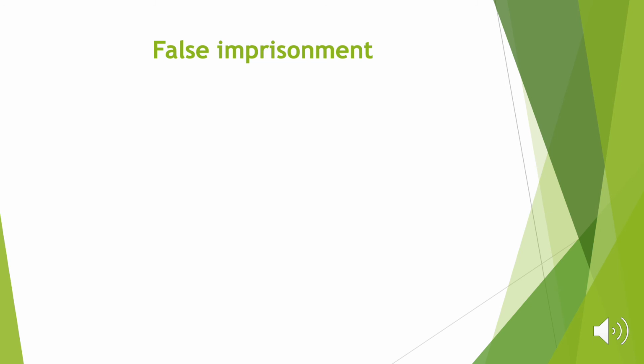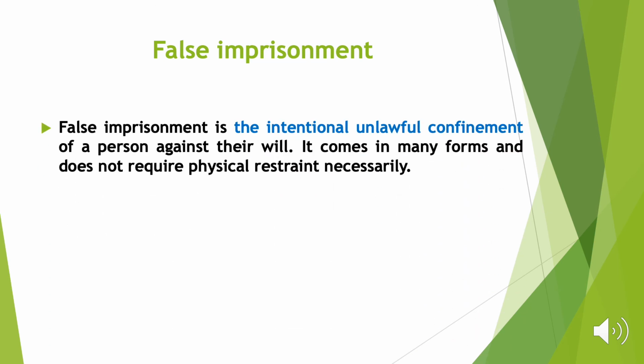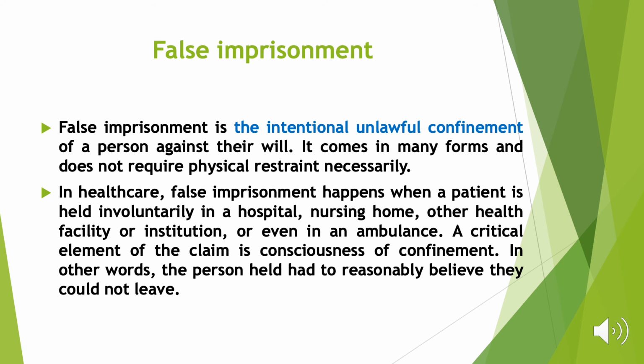And lastly, false imprisonment. False imprisonment is the intentional unlawful confinement of a person against their will. It comes in many forms and does not necessarily require any physical restraint. It usually happens when a patient is held involuntarily in a hospital, a nursing home, other health facility or institution, or even in an ambulance. One example would be a doctor who authorizes a ward to be locked to stop a patient from wandering for his own safety. However, the doctor might be accused of false imprisonment on behalf of the other patients on that ward.